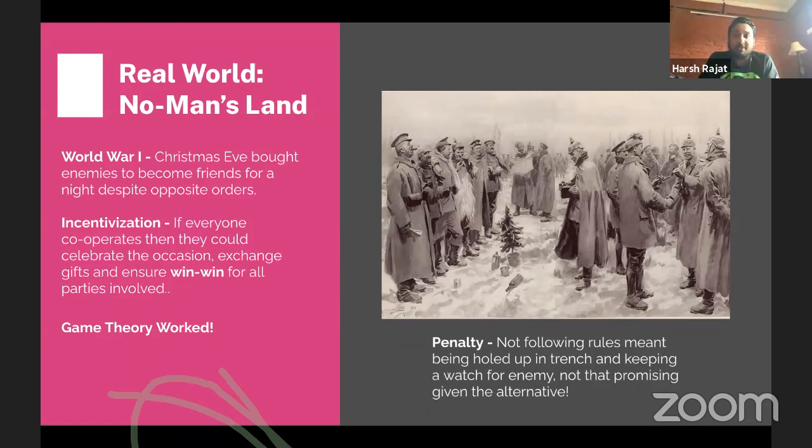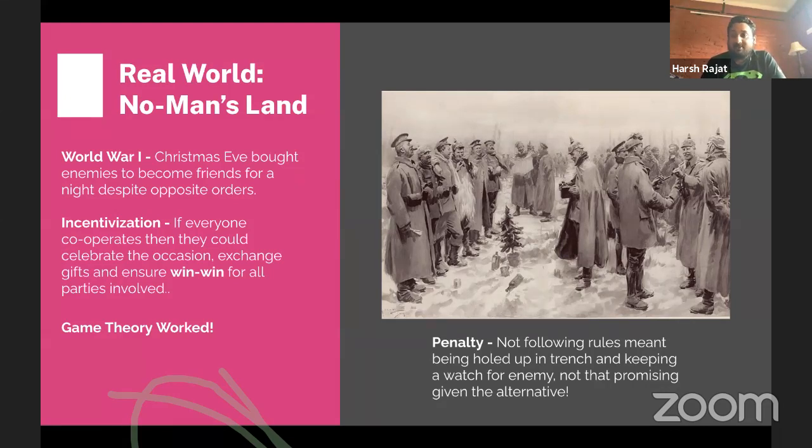Over here, you can also see game theory playing a huge part, incentivizing good behavior. So the good behavior part was that if each side is able to make sure that they follow the rules and are basically ceasefiring for a day, then each one of them can get together and just for one day be at peace and be merry.